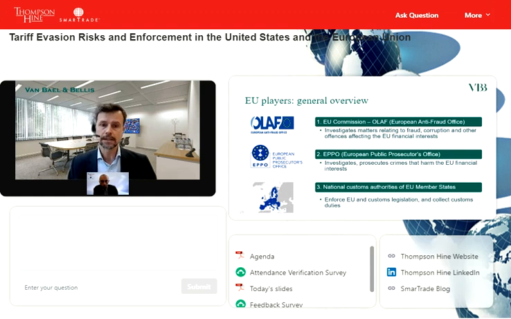The second one is the European Public Prosecutor Office. This is relatively new, from 2021, if I recall properly, and it concerns criminal cases. This organization is only in charge of criminal investigations. And then we have, of course, the national customs authorities of each EU member state. They can also initiate customs audits under their own competencies.